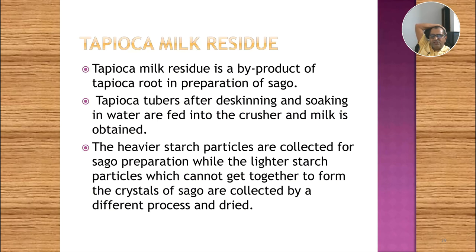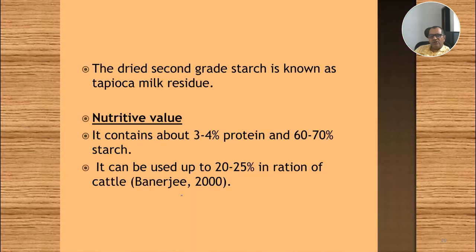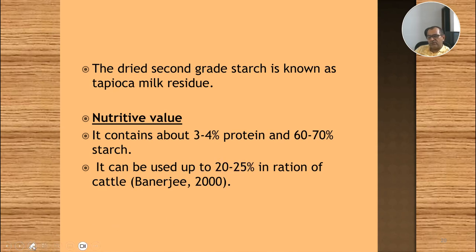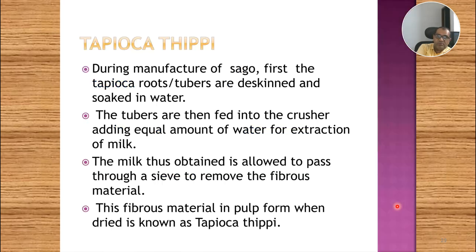The tapioca milk residue is also another source. This can be added as an alternative to the regular feed. The nutritive value of the tapioca milk residue is about 3 to 4% protein and 60 to 70% starch, and it can be used up to 20 to 25% only, not more than this, or else it becomes a toxic material. Hence, tapioca and other things should be used carefully.